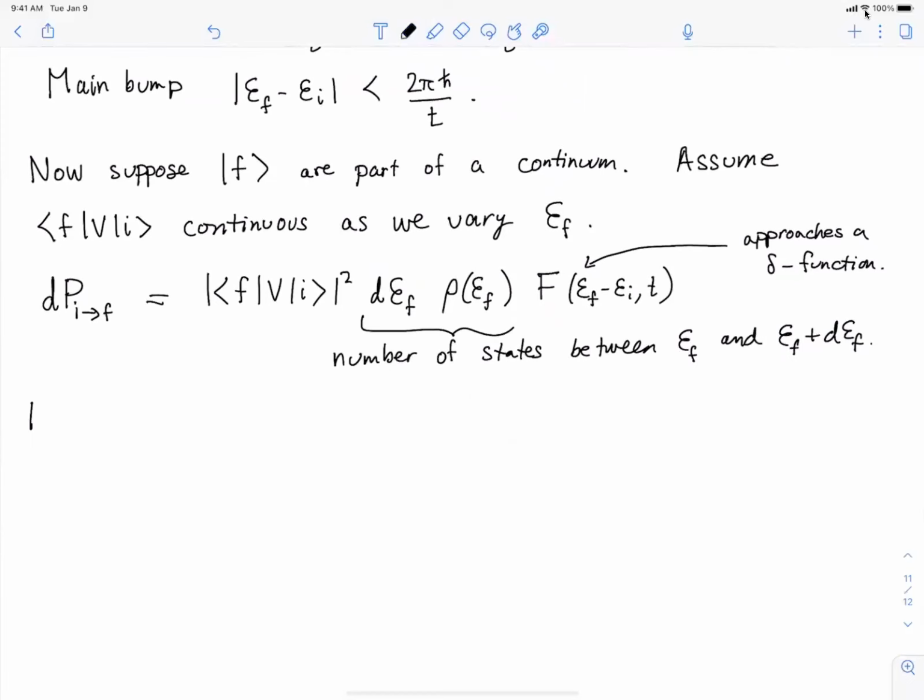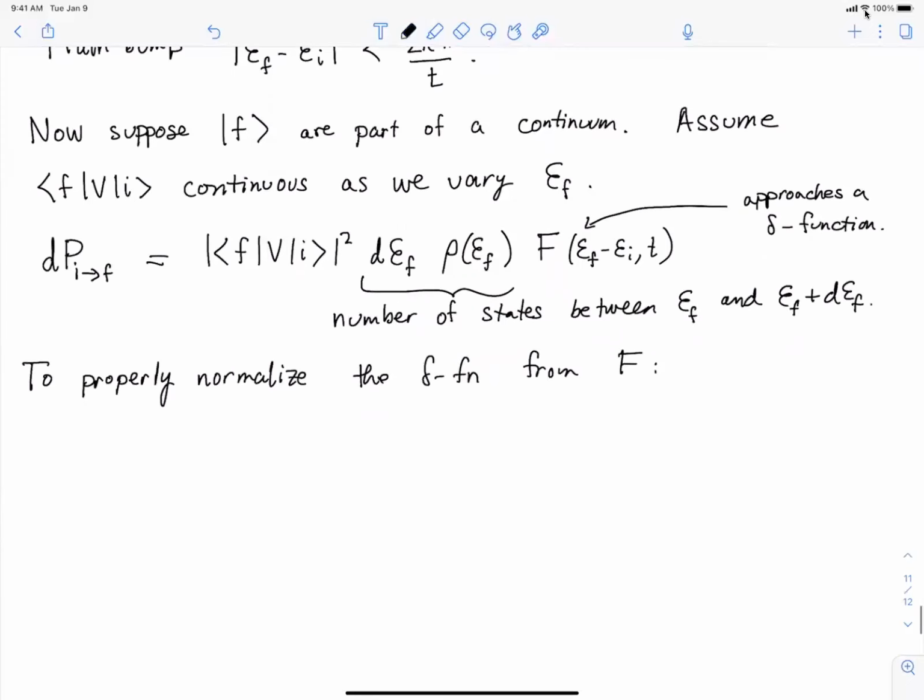Okay, so to properly normalize the delta function from f: one thing we know about delta functions is when you integrate over them, you're supposed to get 1, right? And so we're going to integrate over our function f in energy over all possible energies.